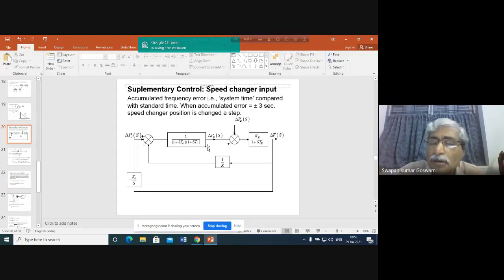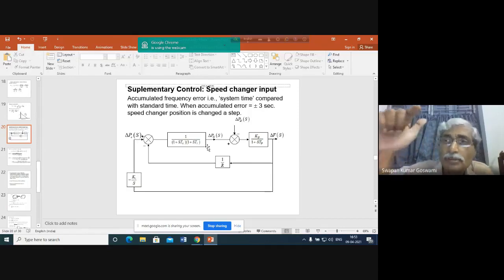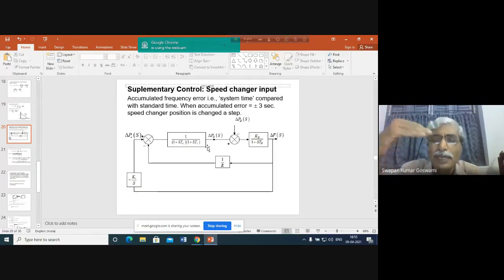That time is what we call the system time. The synchronous clock is showing time, and obviously that time is being shown by the system frequency. That's why it is called the system time. That system time is compared with the time shown by the ordinary clock. The ordinary clock will show standard time. So if the system clock is showing positive error, that means the time shown by the system clock is in advance of the actual time shown by the ordinary clock, then it means the frequency is above normal.